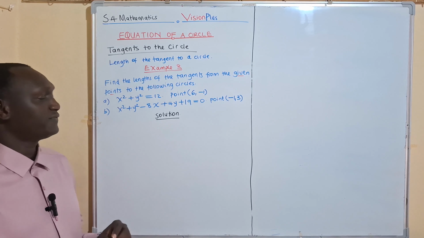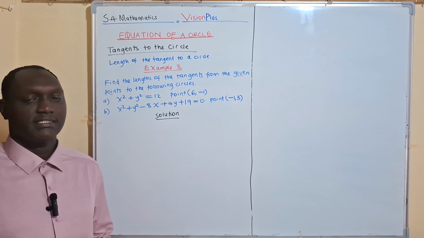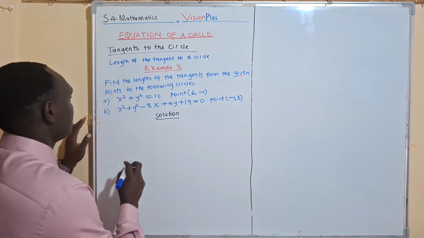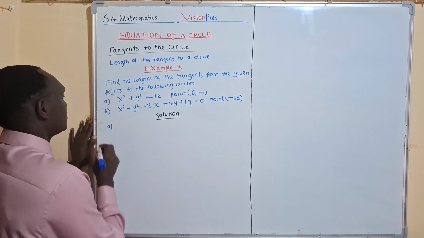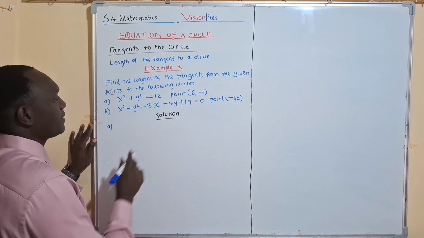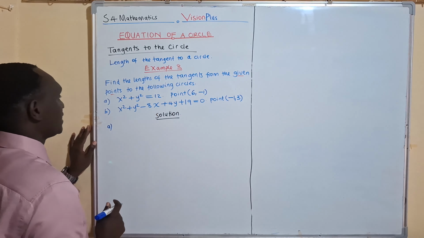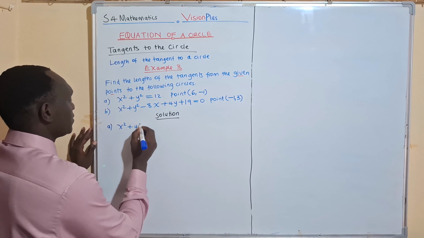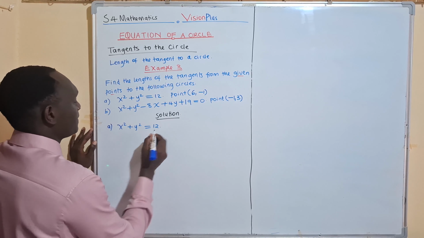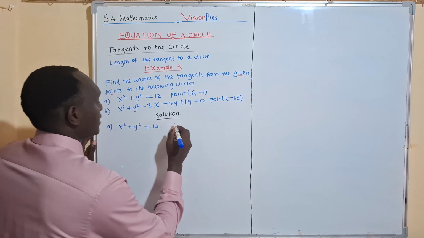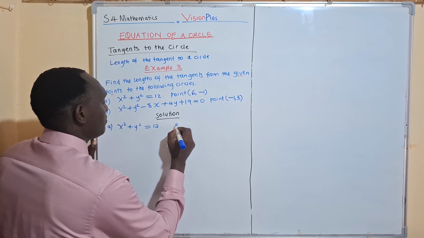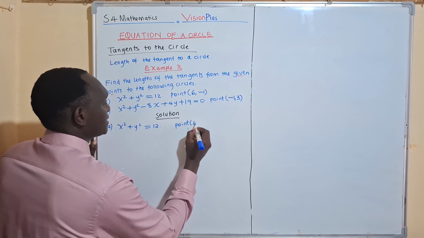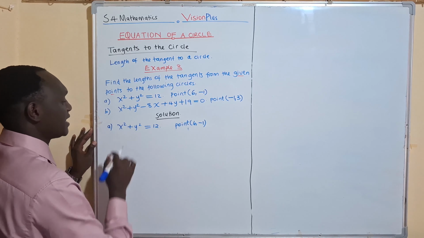We are looking at finding the length of the tangent from a point to a circle. Example 3 says that we are given the equation of a circle, x squared plus y squared equals 12, and the point from which the tangent is drawn to the circle, 6, -1.